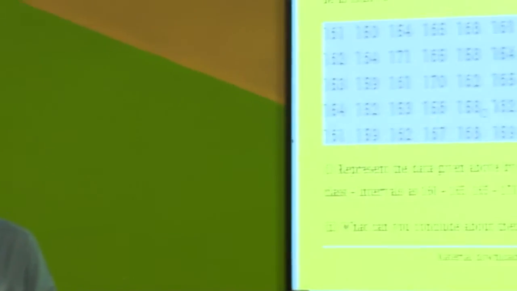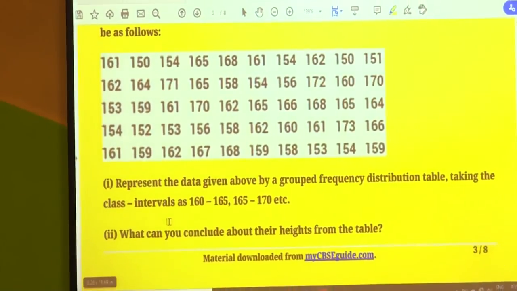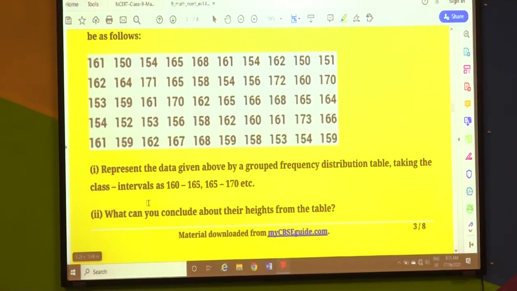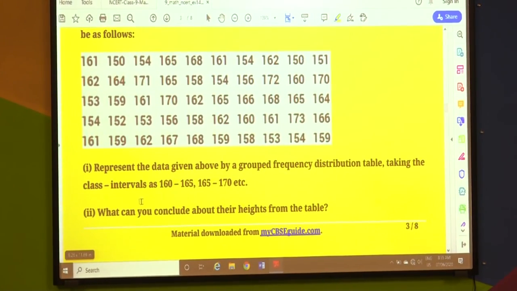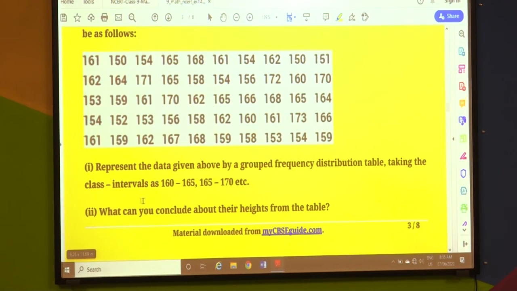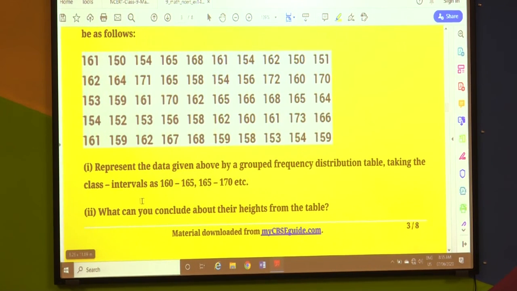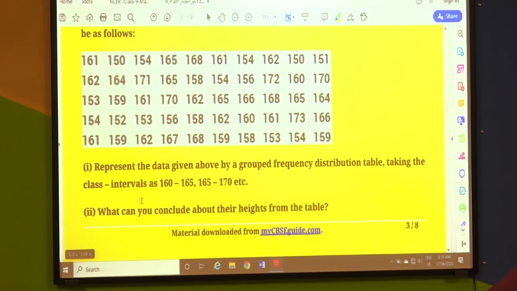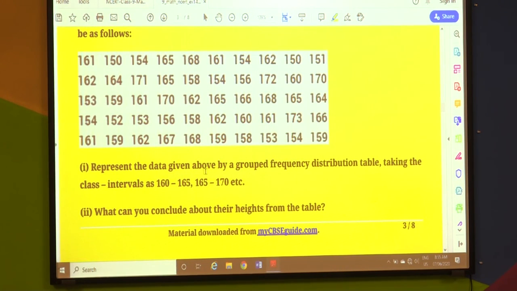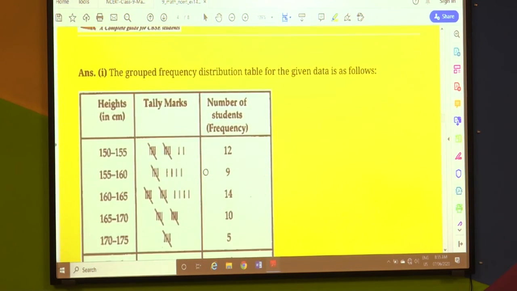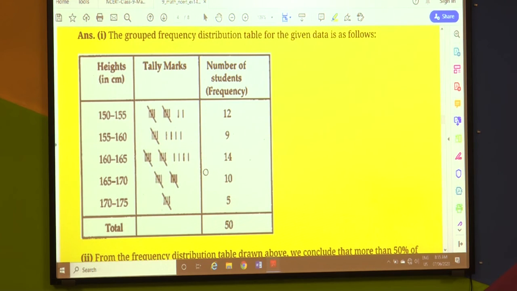As I said to you previously, if we write the data in a proper tabular manner, one below another, it becomes very easy for us to calculate the frequency. Okay, let us proceed further to see the table for grouped frequency distribution. You can see heights in centimeters in the first column, tally marks in the second column, and number of students, that is the frequency, in the third column.